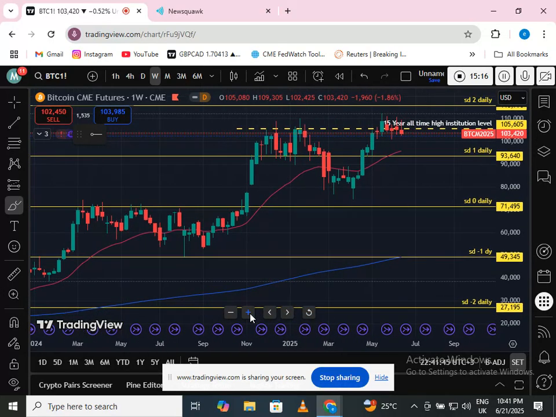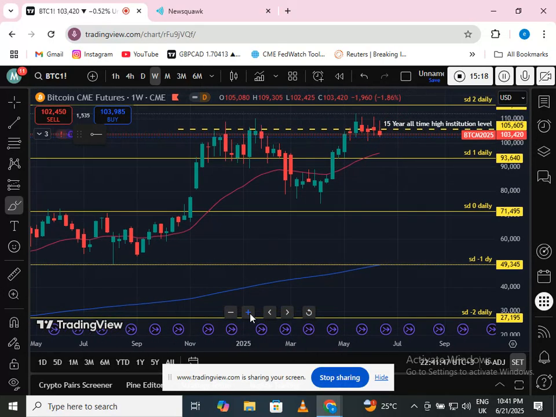Guys, a big sell-off is coming in Bitcoin, and I don't want you to miss this trend. As I said, Bitcoin has reached an all-time 15-year high of the large speculators in the COT report. That's why I've marked this area. You see here, I said that 15-year all-time high institution level. What does it mean? This means there is a 100% chance Bitcoin is going to go down.